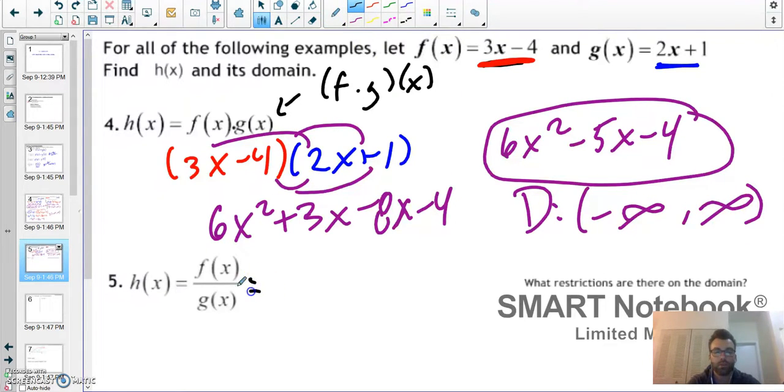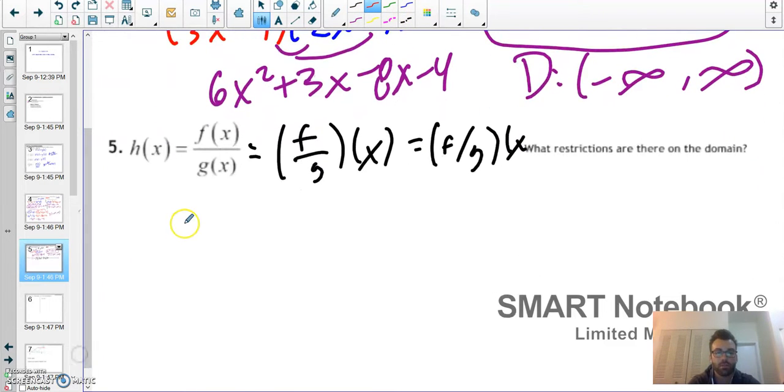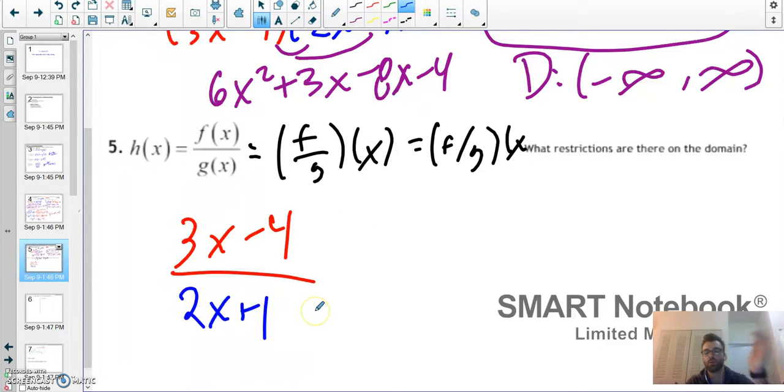Alright, and this next one, we're dividing f of x by g of x. Remember, order matters. This could also be written f divided by g of x or f over g of x, like that as well. Okay? So order matters here. So f is on top, so 3x minus, what was it? 4? Yep. Over 2x plus 1. Alright? Now, what are the restrictions on the domain?